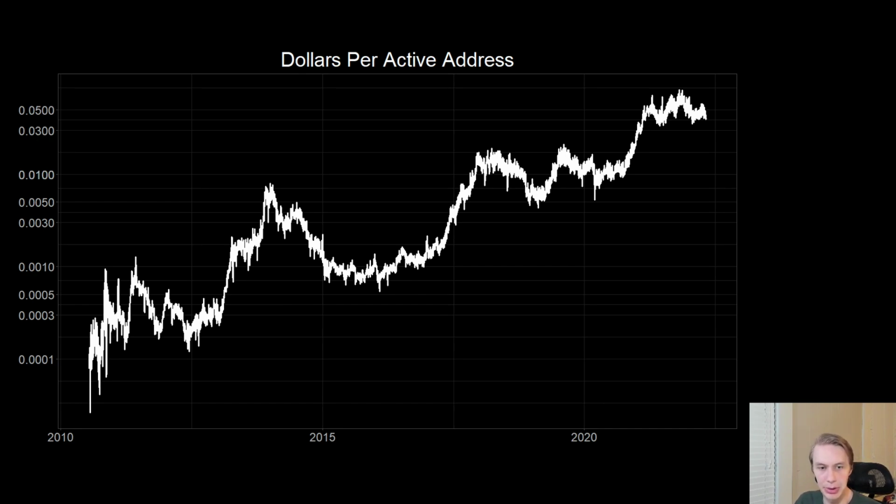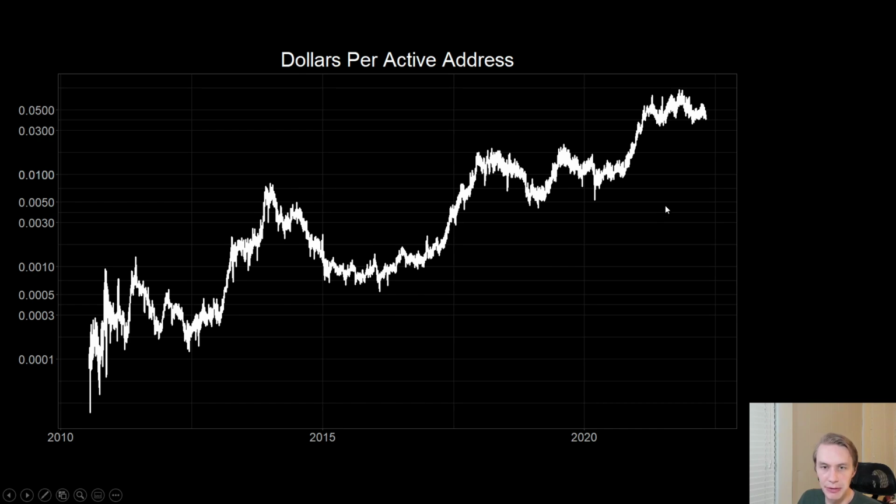And so we can just look at Bitcoin's history and say, how many dollars have we been valuing each active address on the network at? So basically, what's the price of Bitcoin, and how is that relating to the number of active addresses? What you can see is we actually get this uptrend over time, where over time, more value has been placed on every single active user in the network. So there's a growing number of dollars being ascribed to every single active address, and that's growing over time.